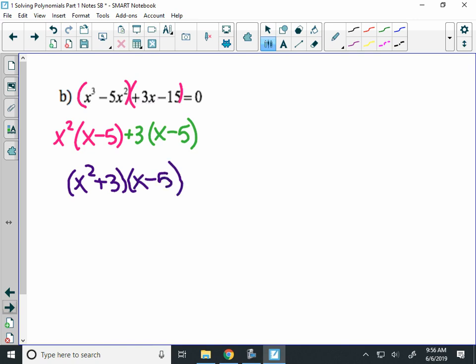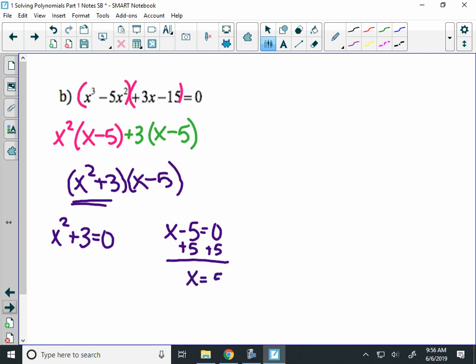Now I'm not fully factored yet. I want to look at the left-hand guy. It has an x squared, but it's a plus and a 3. Neither of those allow me to use difference of squares. So where I'm going to go from here is I'm going to set each factor equal to 0. I'm going to go ahead and use the zero product law. The right one makes things easy. I just add 5, and I get a root at positive 5.